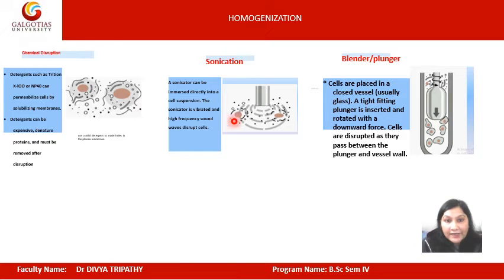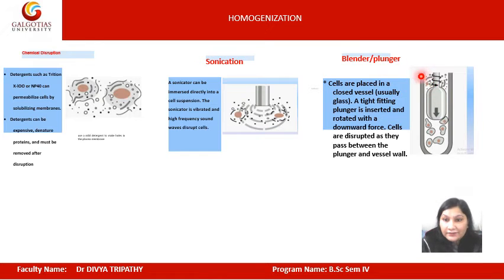The second method is sonication. See, a sonicator is a device that generates high energy waves. These high energy waves vibrate the solution. In this way, the cell wall or the cell membrane present in the solution will be broken and the cell organelles will come out into the sample tube. And we will get a homogeneous mixture of cell organelles, right?